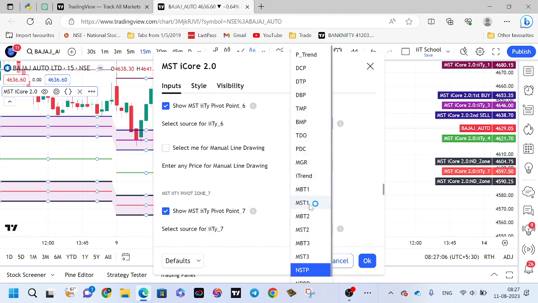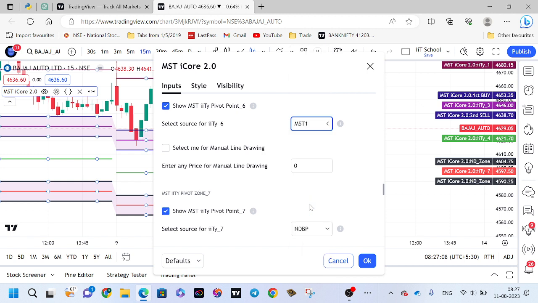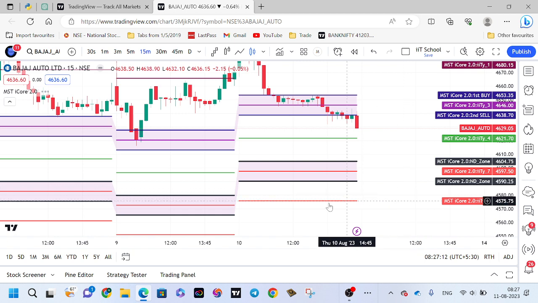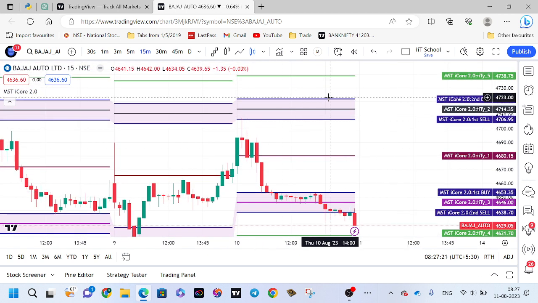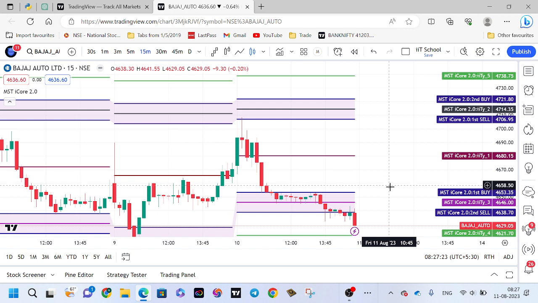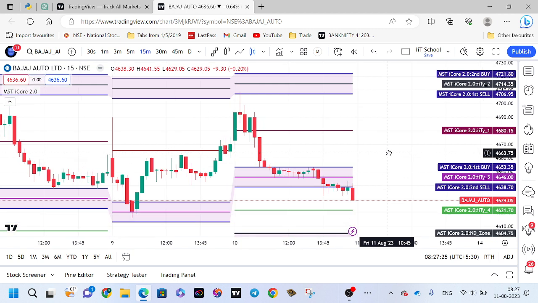See here, MST target 1. Now the extended lines will come: target 1, target 2 and target 3. Simultaneously you can add target 1, target 2 here also. This is to know the next levels.